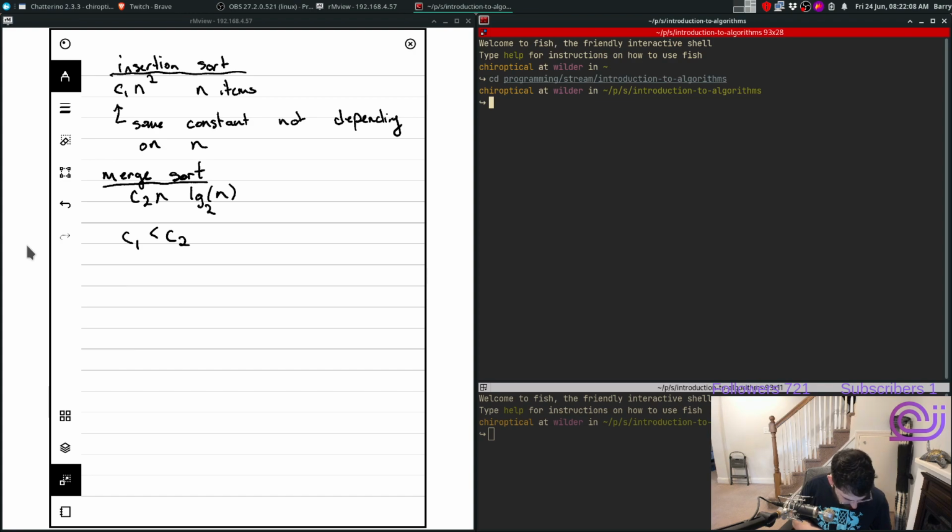So insertion sort usually runs faster than merge sort for small input sizes, and that's just because of the constant factor out front, right?